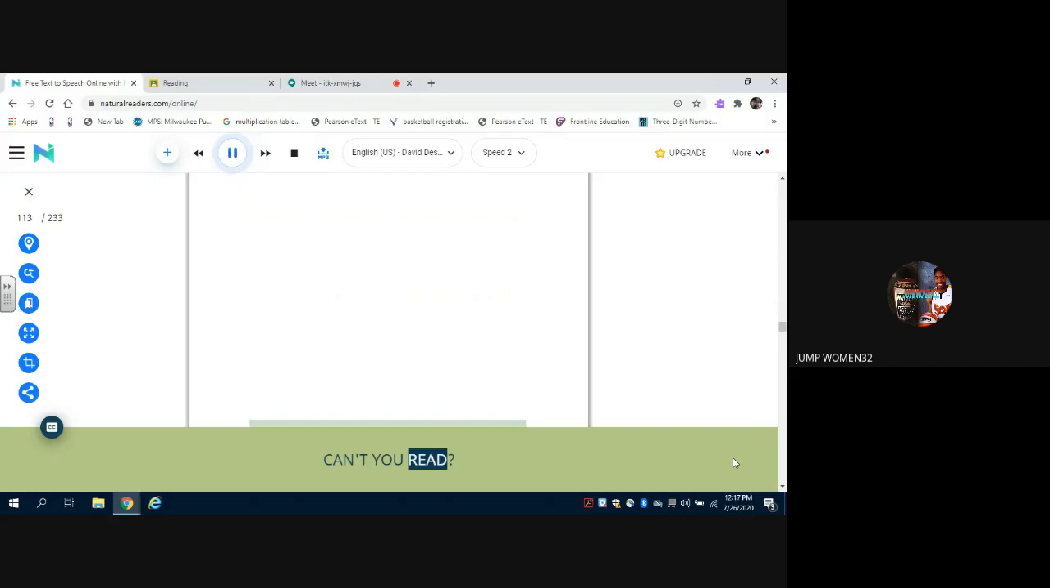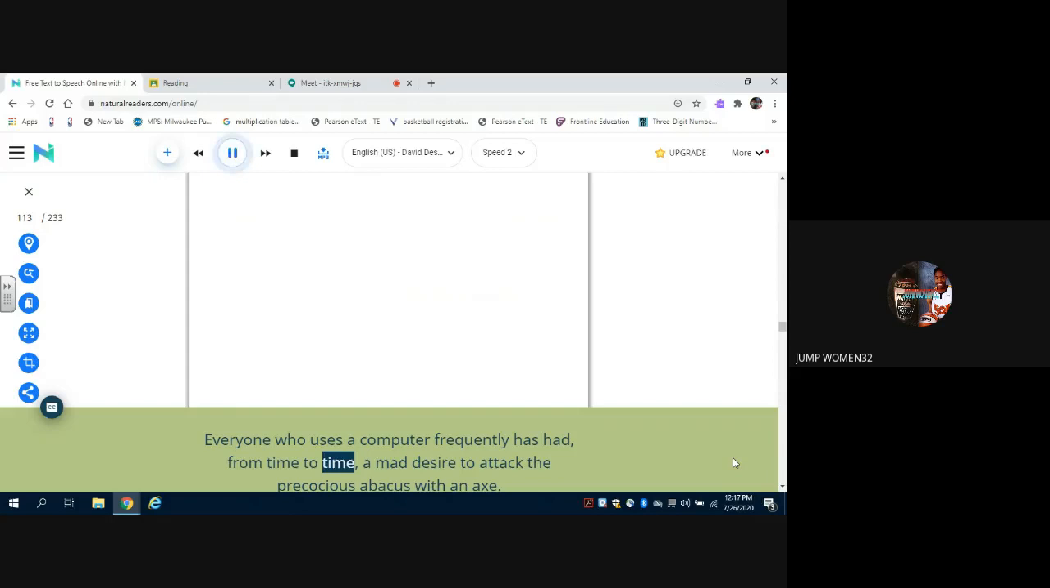Can't you read? Everyone who uses a computer frequently has had, from time to time, a mad desire to attack the precocious abacus with an axe.